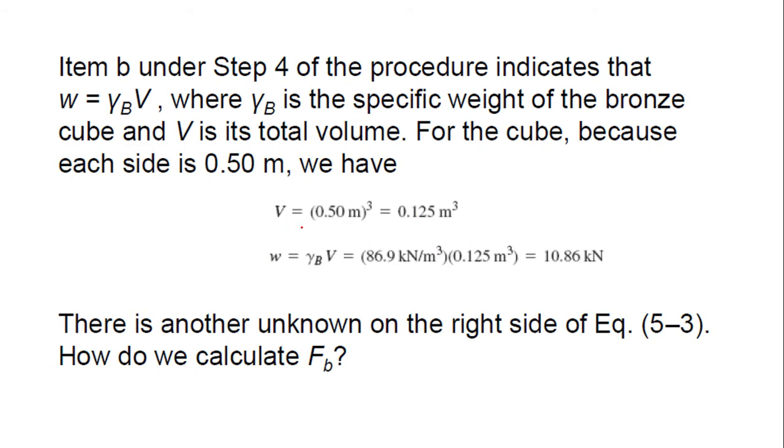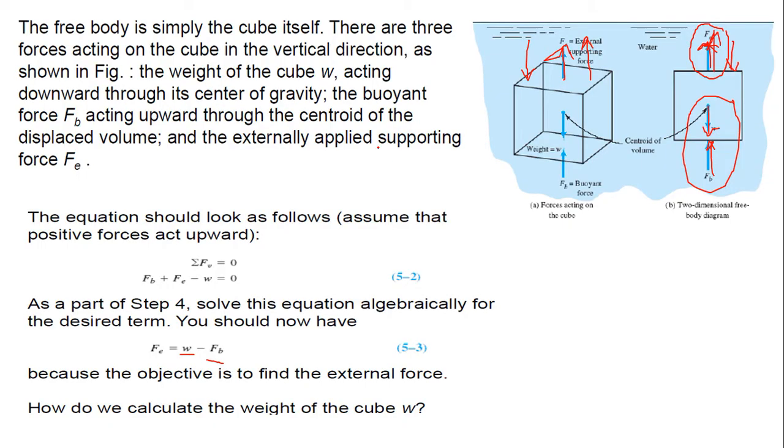You know the volume of the concrete, which is 0.5 cubed, because it's a cube. 0.5 times 0.5 times 0.5 gives you the volume V, and they give you the specific weight. So specific weight times V gives you the weight force. This is in kilonewton because they give the specific weight in kilonewton. So you get the value for W, which goes down, which is 10.86.